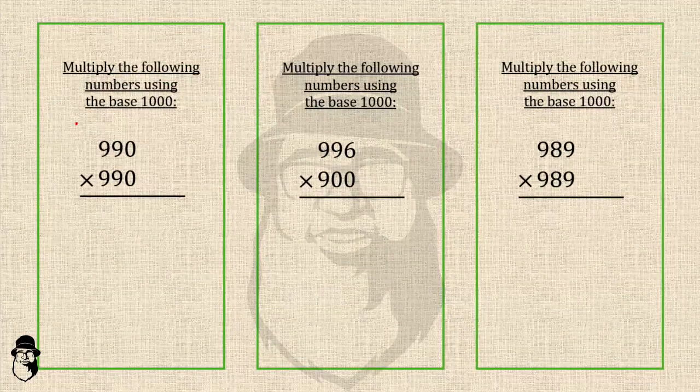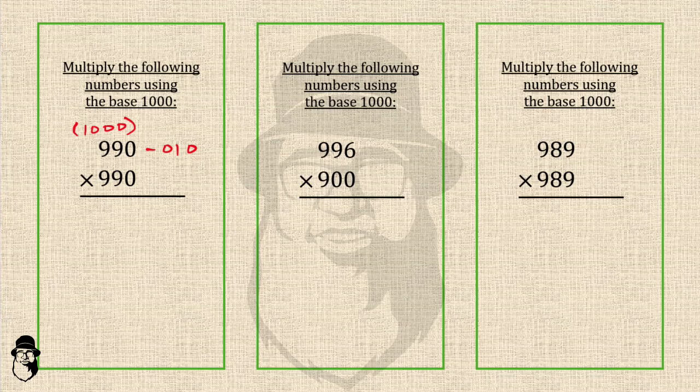Now here we have 1000 as the base. 990 is 10 far from 1000 and this 990 is also 10 far from 1000. First part of the answer is 990 minus 10. It will be 980. And second part of the answer is we multiply these two deficiencies. 10 times 10 is 100 and we have 3 digits, so that's our answer, 980100.